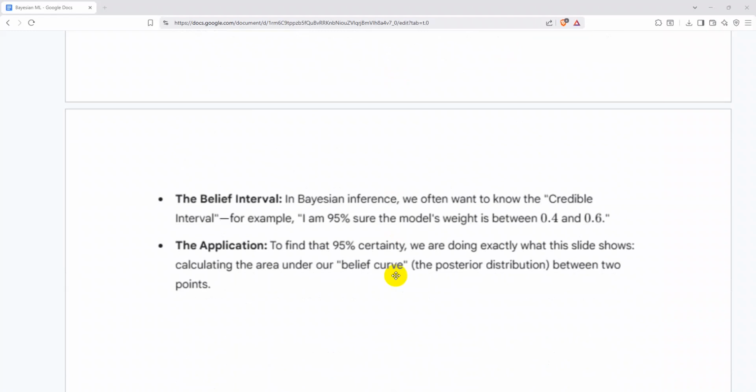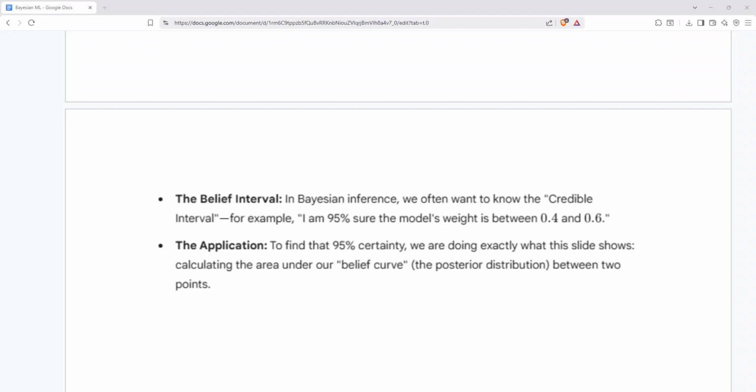In Bayesian thinking, we often ask questions like, what is the probability that my parameter lies between two values? For example, say, I am 95% sure that this weight lies between 0.4 and 0.6. What does that mean? It means 95% of the area under the curve lies between 0.4 and 0.6. So what we are doing is exactly this. We are calculating the area under our belief curve between 2 points.